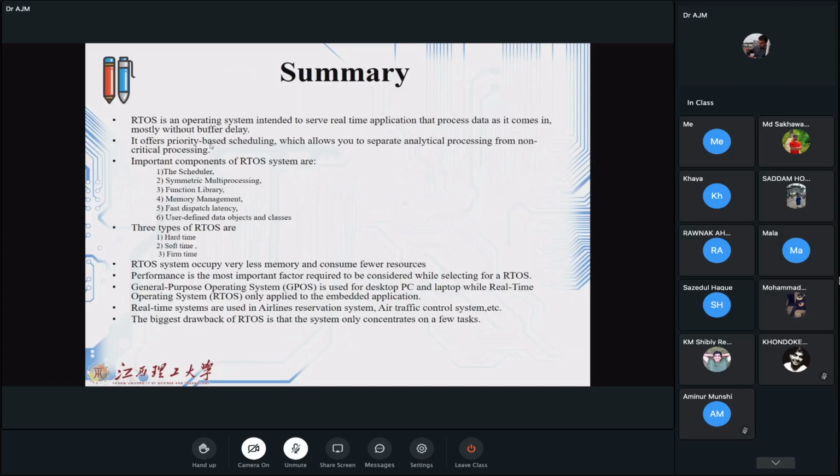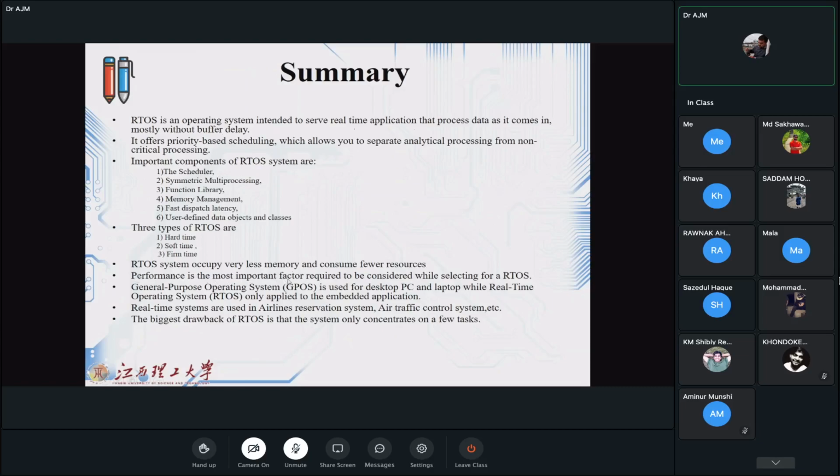In sum, we can say that an RTOS is a type of operating system intended to serve real-time applications that process data as it comes in, mostly without buffer delay. It offers priority-based scheduling, which allows you as the user to separate critical processing from non-critical processing. Some important parts of an RTOS are the scheduler, symmetric multiprocessing, function library, memory management, fast dispatch latency, and user-defined data objects and classes. We can have three types of RTOS: hard, soft, and firm. And RTOS systems occupy very little memory and consume fewer resources.